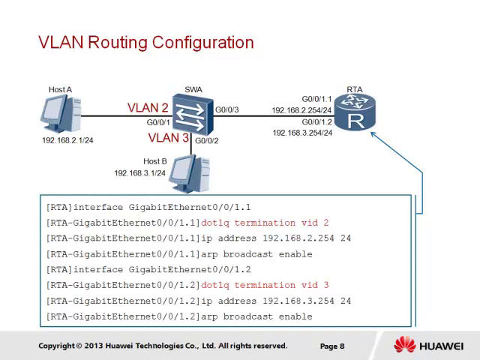Additionally, it is also necessary to configure the command arp broadcast enable that is used to support the processing of ARP broadcasts that allow reachability to be established between VLANs. Without this command, the router will discard the initial ARP request frame received via the switch.